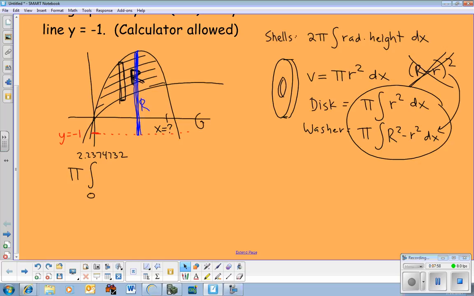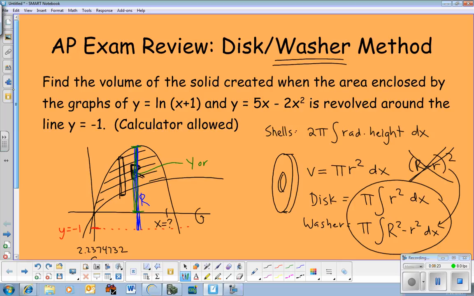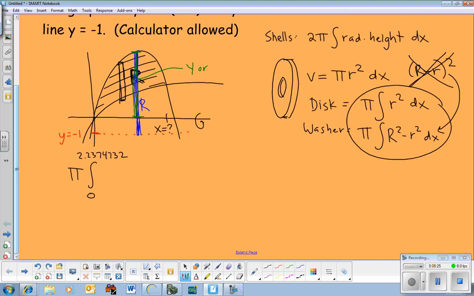So you have 2 separate radii, and the big one just goes out to the further graph. So how far is that? Well, this portion of that distance goes from the axis up to a graph. That distance has 2 names. It's either called y, or it's called what y equals in terms of x. So that graph is either y, or what was the function? It was 5x minus 2x squared. Either one of those stands for the vertical distance up.